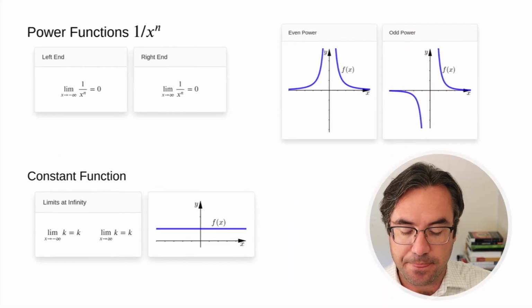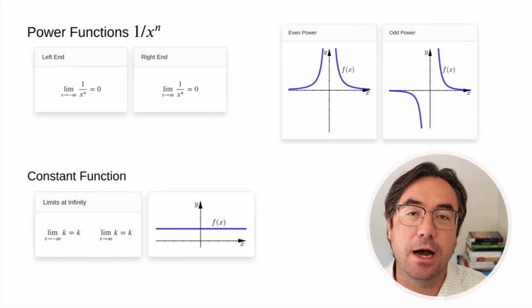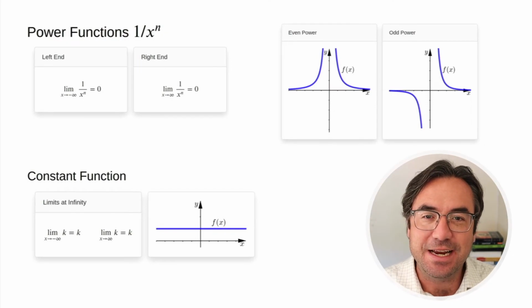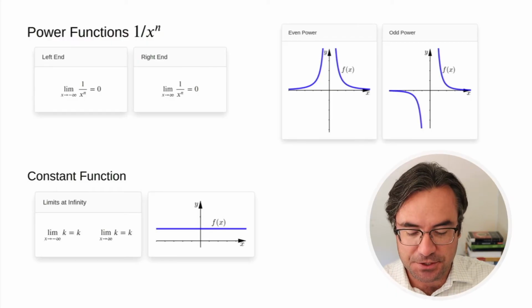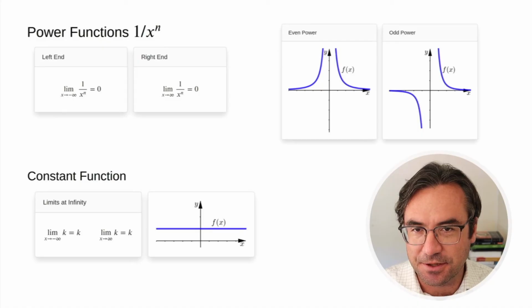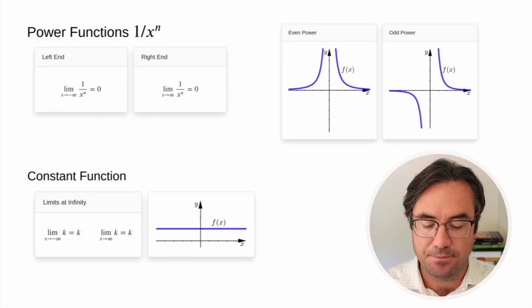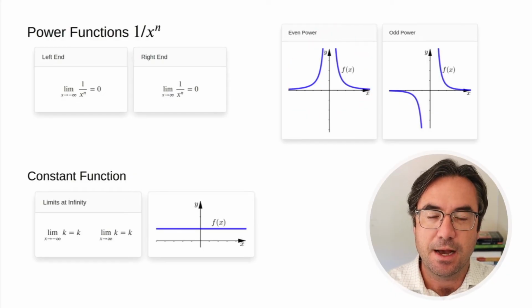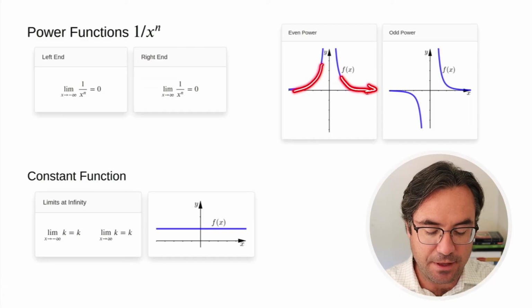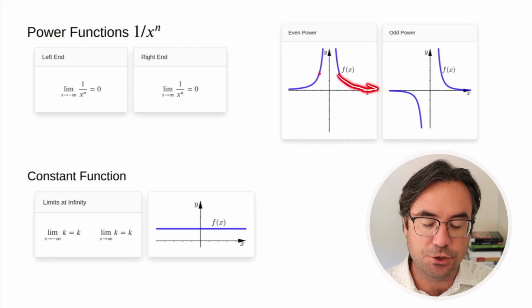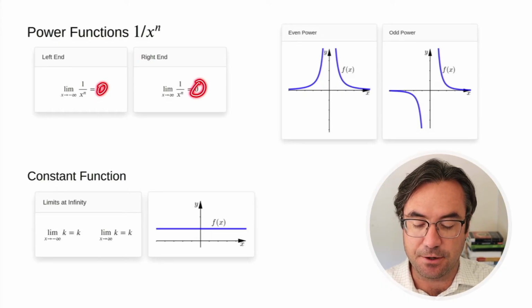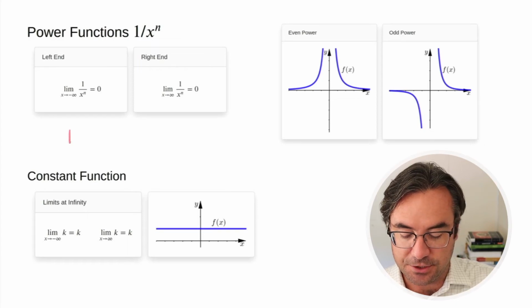The other case I want to look at for right now is these functions 1 over x to the n. Again, you can think of this in terms of even and odd powers. So if n is even, like x squared or x to the 4th, all of the even power functions like this have this kind of look to them. And you can see the right end behavior and the left end behavior are both approaching the x-axis. So the limit here is 0. That actually tells us we have a horizontal asymptote at y equals 0.